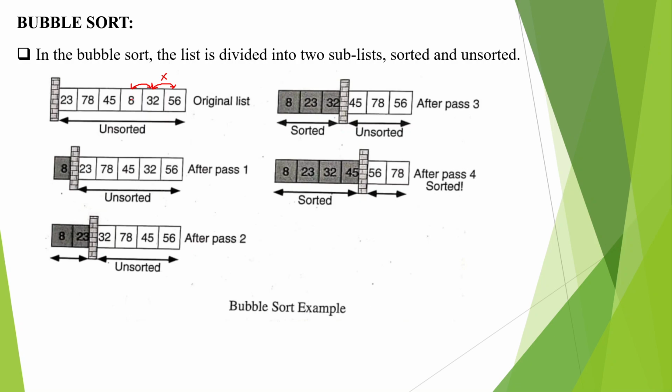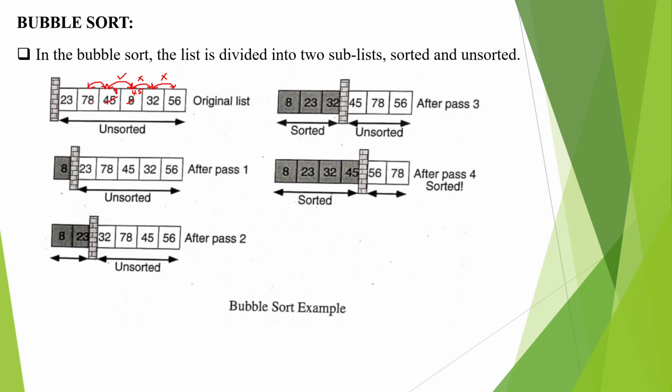8 is smaller, already on the left side, don't swap. Then 45 and 8. 8 is smaller, on the right side, so we need to perform swapping. After swapping, what happens? 45 will come here, 8 will go here. 8 comes here. Okay, then again between 78 and 8.